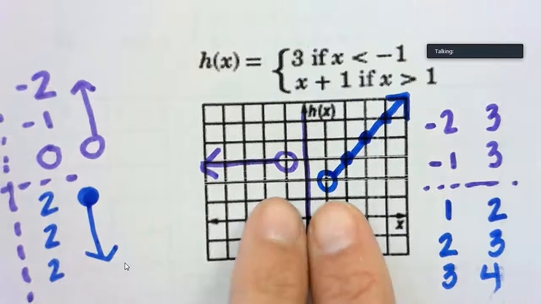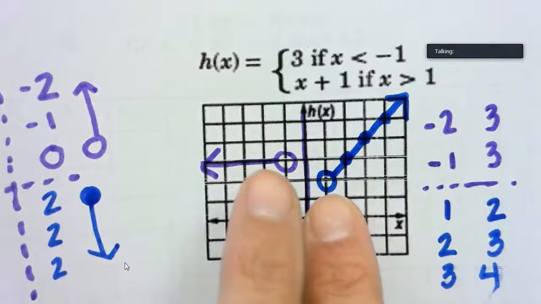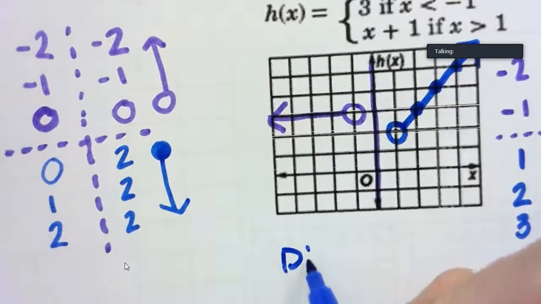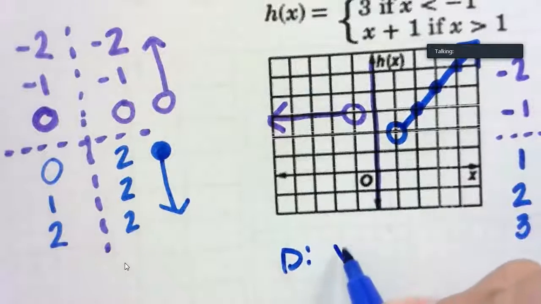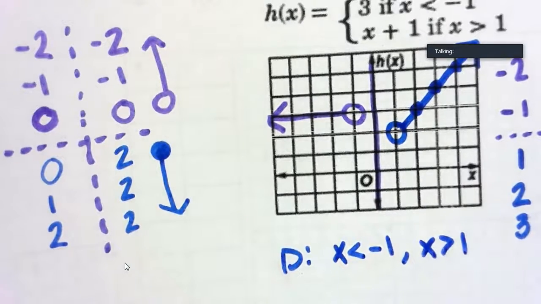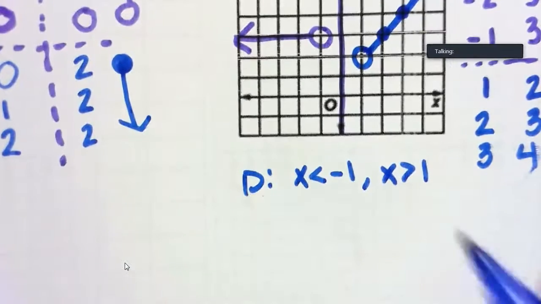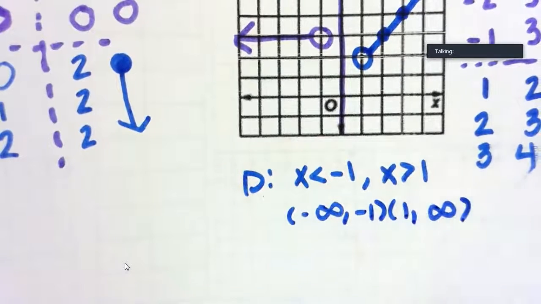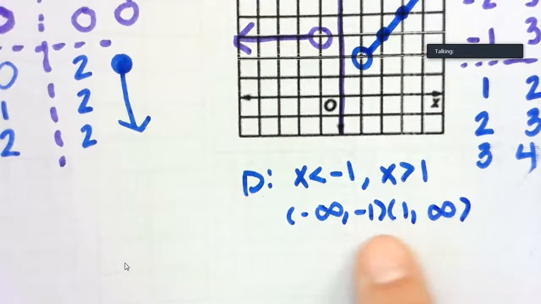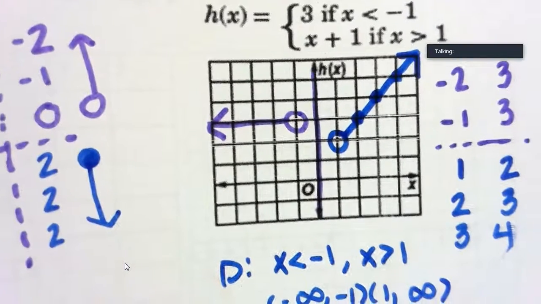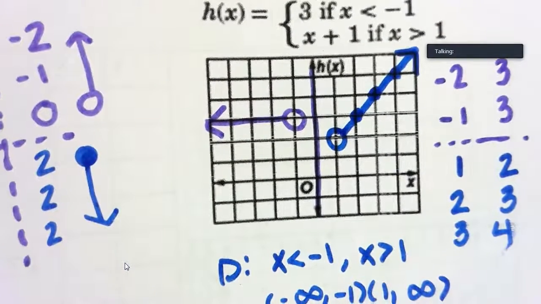See how the domain is not all reals though, because there's no graphs from -1 to 1. So your domain, you could actually just write the inequalities up here. X less than -1, x greater than 1. If you like the infinities, it would be like -infinity to -1, 1 to infinity. There's a hole from -1 to 1. This is still a function because it still passes the vertical line test.